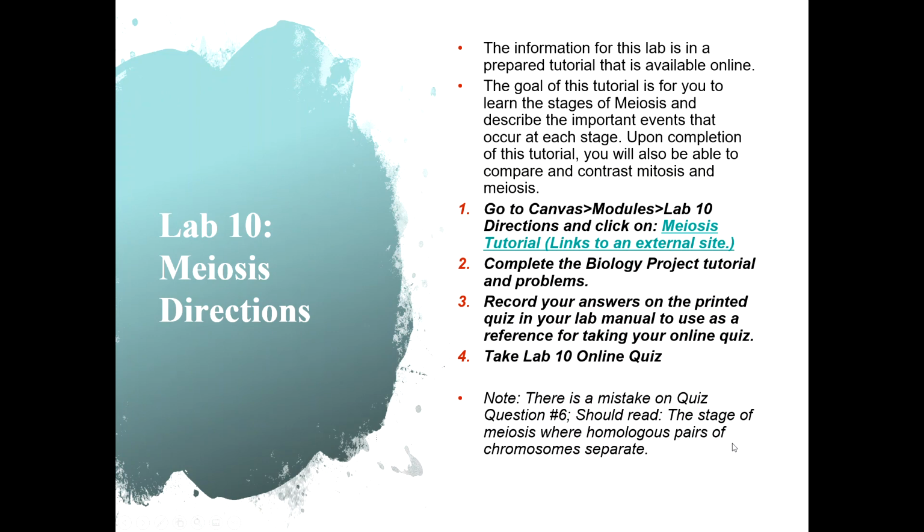Also, just a note here, there's a mistake on the quiz question number 6, make sure you make this note. That is the quiz question in the actual biology project tutorial. I can't edit that, so that's why I'm just telling you now to make a note of this. For question number 6, it should read: the stage of meiosis where homologous pairs of chromosomes separate. That's what you should have there. And I did go over this. I'm not sure if I went over it with both classes.